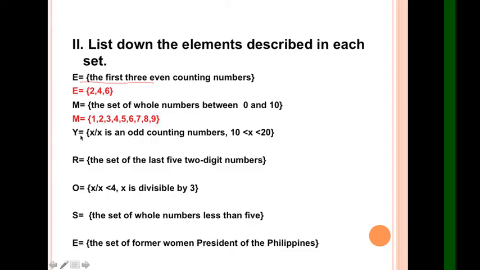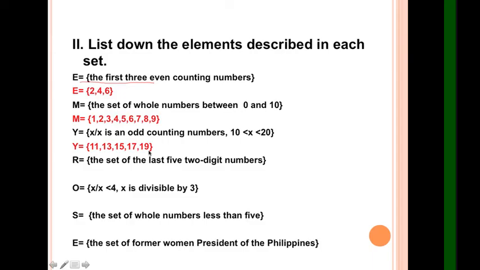Okay? And then, Y is a set builder notation. And these are odd counting numbers, where x is greater than 10 and less than 20. And what are those numbers which are greater than 10 but less than 20, that are odd numbers? These are 11, 13, 15, 17, and 19. So these are the numbers in set Y. And then, these answers we are showing are listing methods. If you notice, we list them.